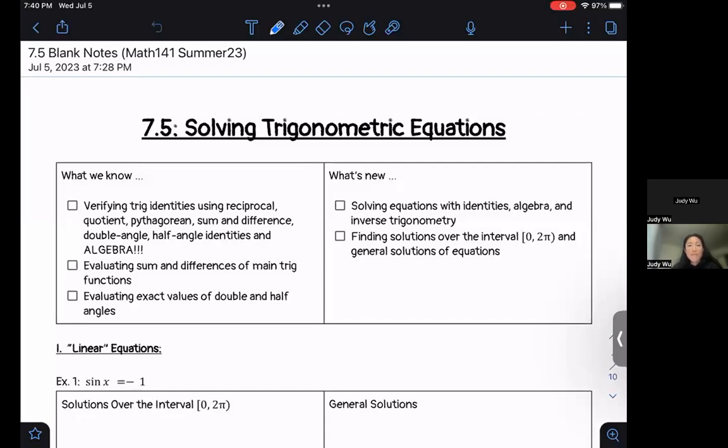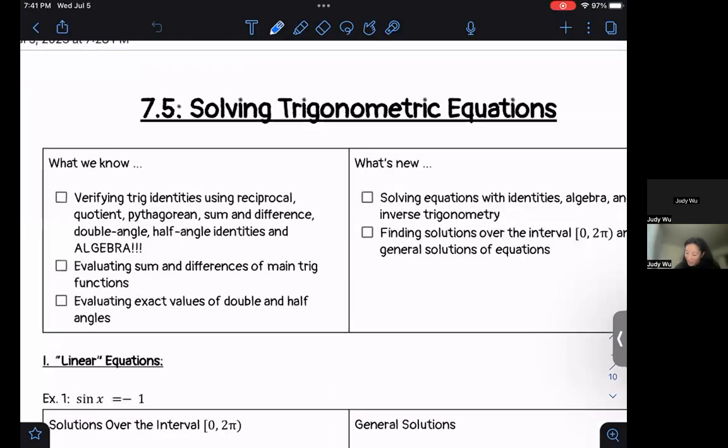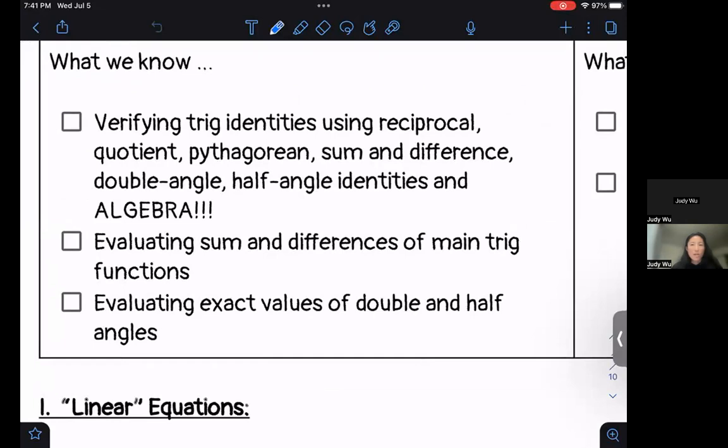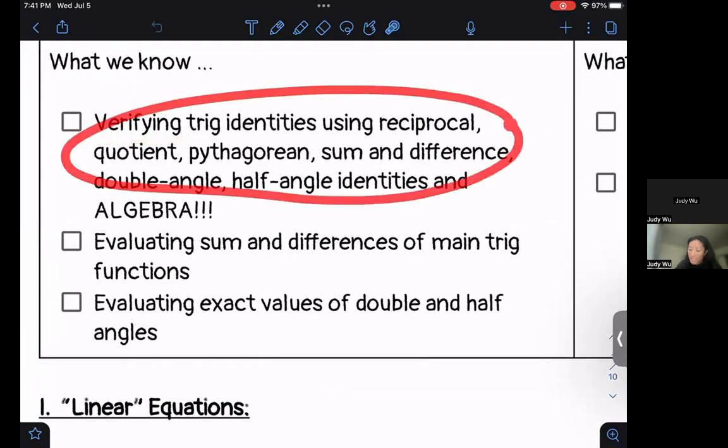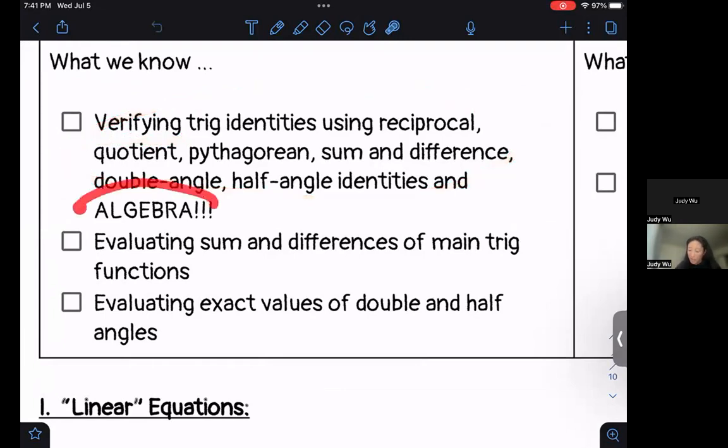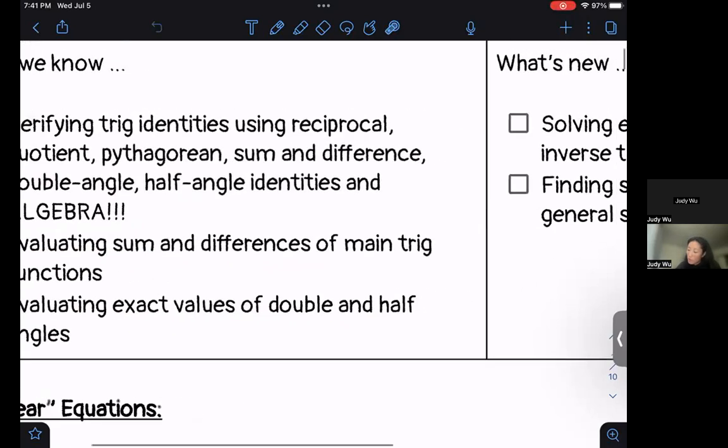In this video, we're going to talk about solving trigonometric equations, and as usual, we'll start with what we know. We are pretty much done with chapter 7, and in this chapter, we've learned a lot of things, including verifying trig identities using all of these identities, but more importantly, really working on our algebra skills. We've learned to evaluate using sum and differences of the main trig functions, and then also evaluating exact value of double and half angles. And so what's new?